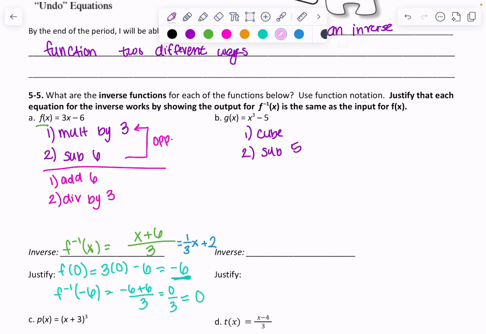So if we're looking for our inverse then, we need to do these steps in reverse, and we need to do the opposite. So step 1 for our inverse would be to add 5. And step 2, the opposite of cubing, is cube rooting, just like the opposite of squaring is square rooting.